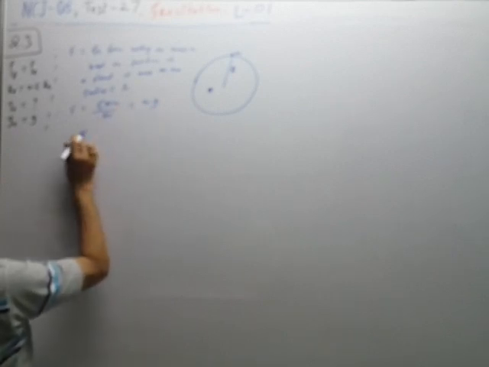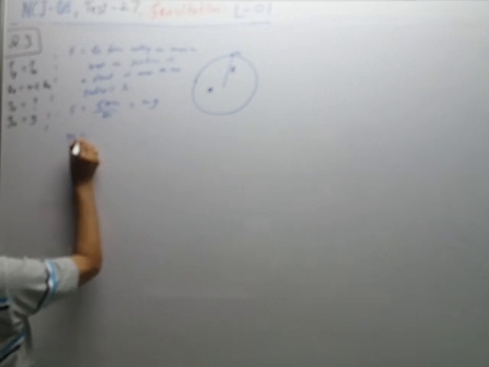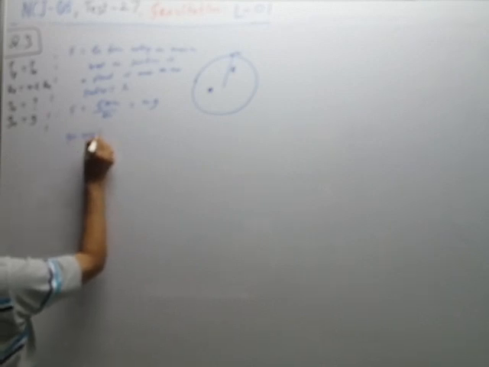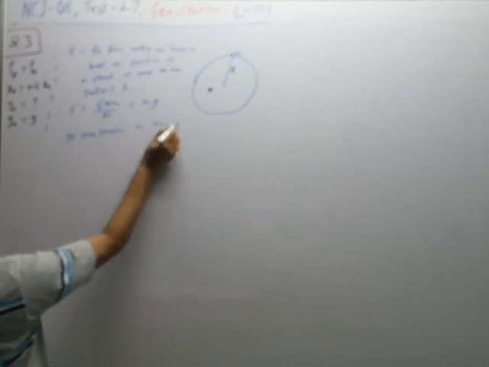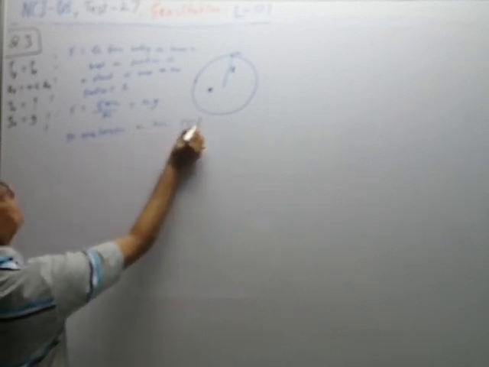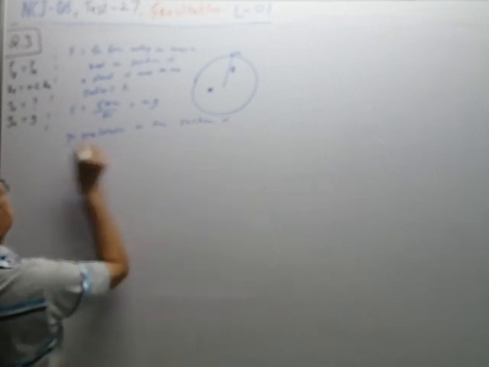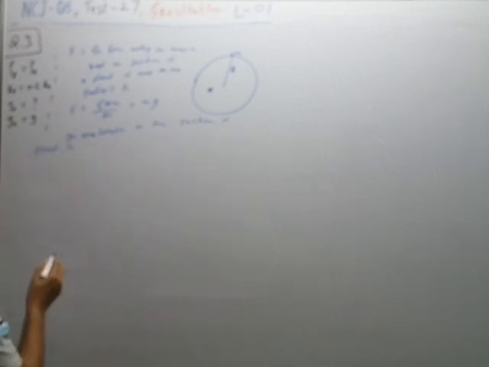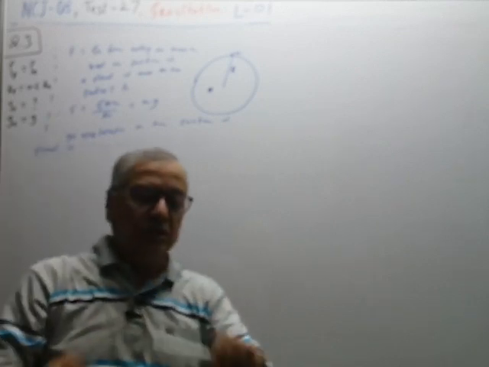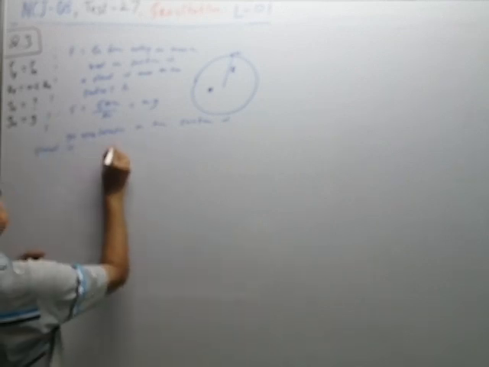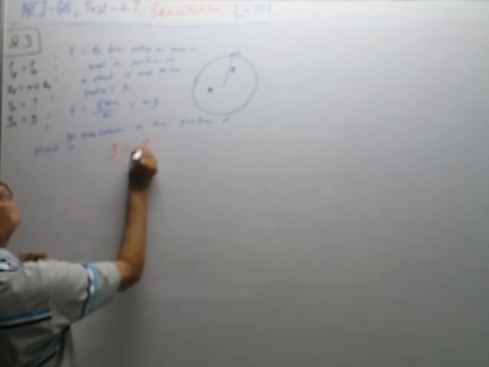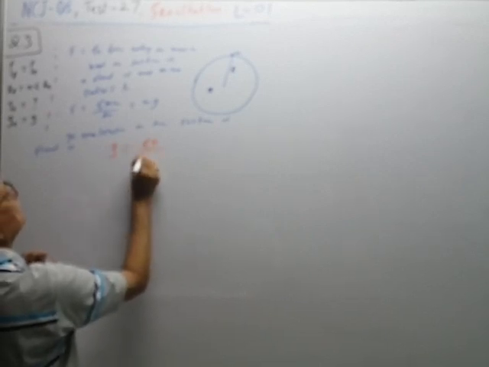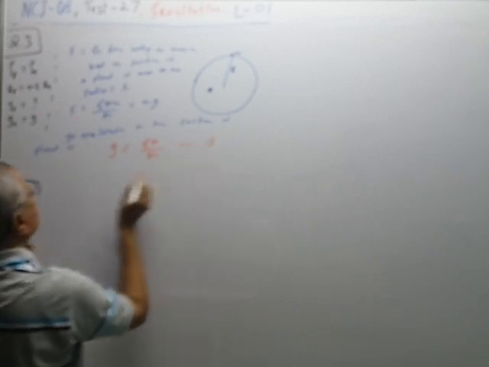Therefore, gravitational acceleration on the surface of the planet is g is equal to GM upon R square. This is equation 1.